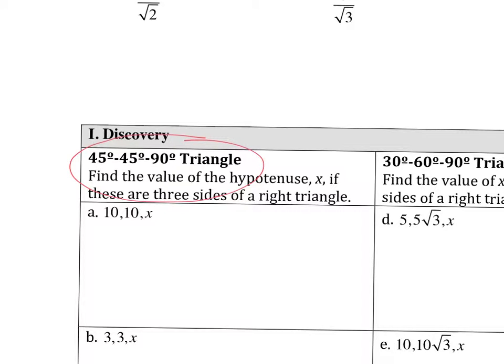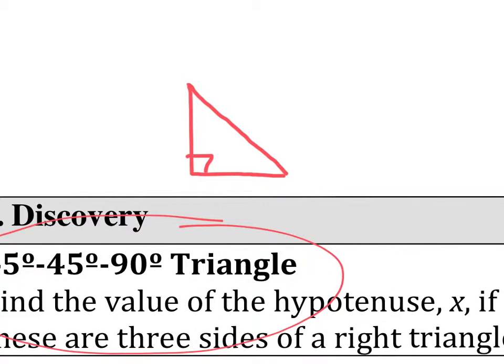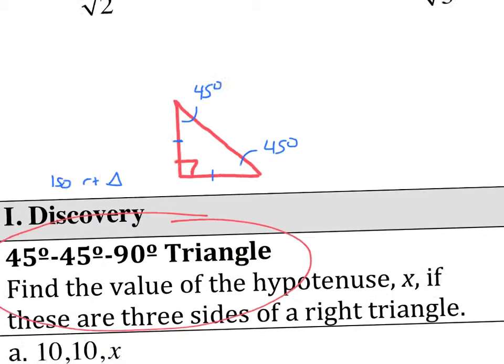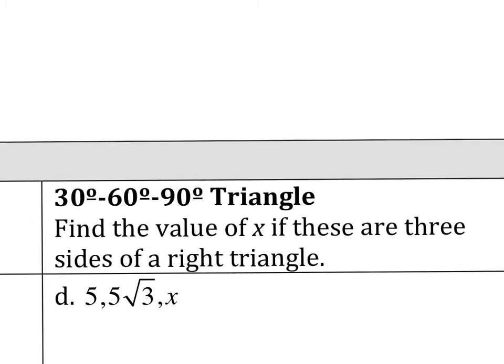45-45-90 triangle, so just to give more context there, that looks like this, where it is an isosceles right triangle, like so. And this angle here is 45 degrees, as is this angle here. So it's called a 45-45-90 triangle. You could call it also an isosceles right triangle. The next one is a 30-60-90 triangle.